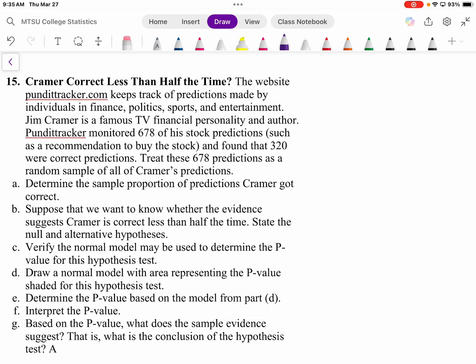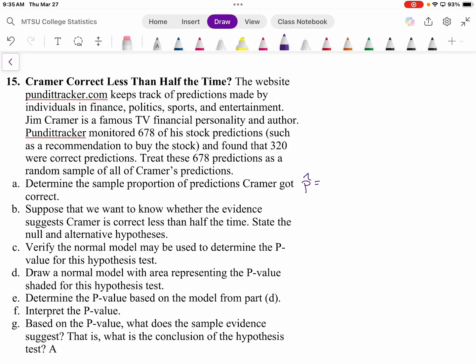Pundit Tracker monitored 678 of his stock predictions, such as a recommendation to buy the stock, and found that 320 were correct predictions. Treat these 678 predictions as the random sample of all of Cramer's predictions. First off, determine the sample proportion of predictions Cramer got correct. So what would be the p-hat based on what's inside that word problem?